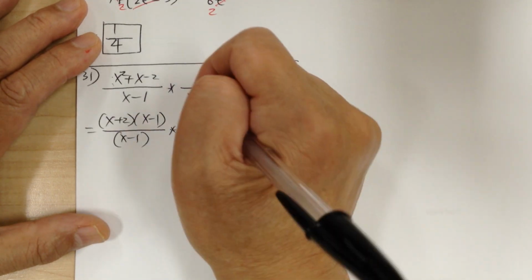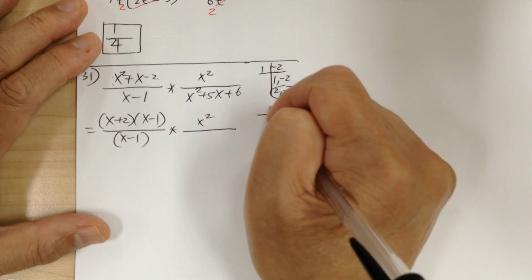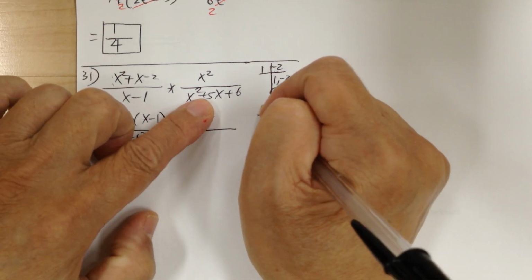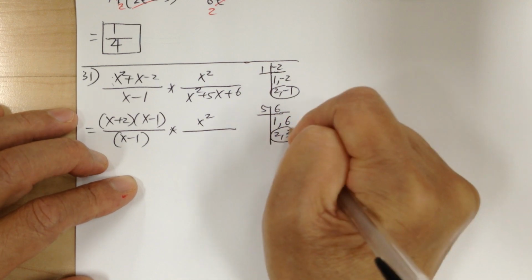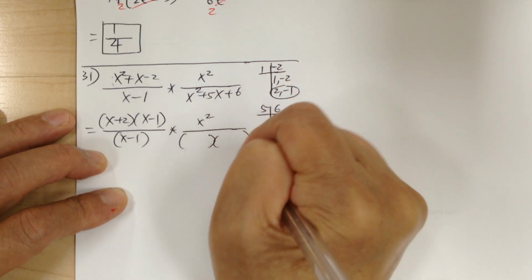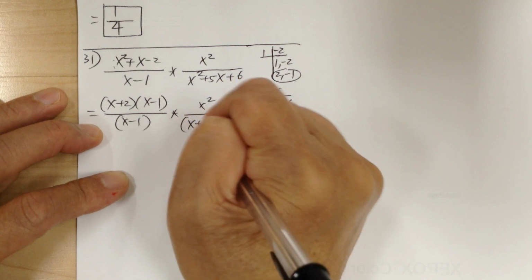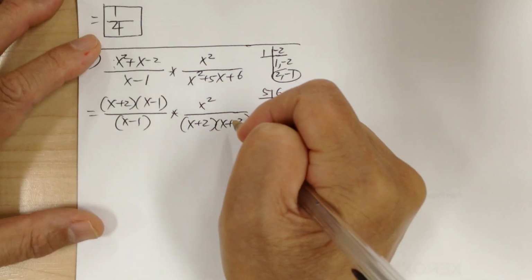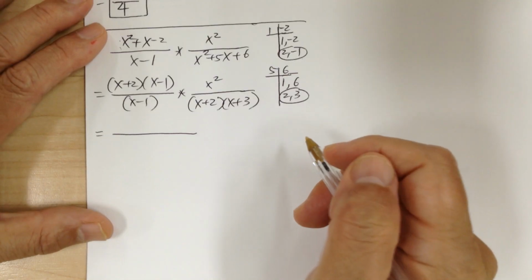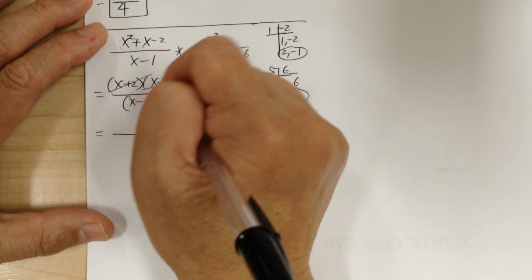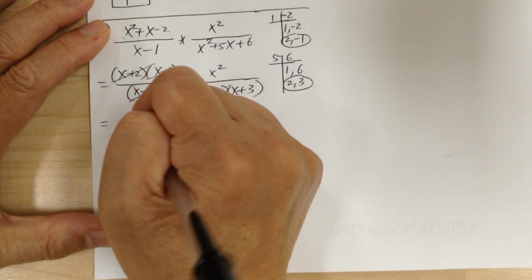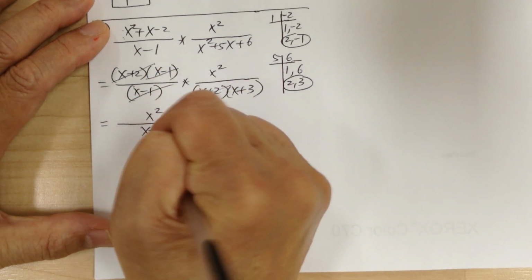Now let's go and do this one here. So again, I need to get 5 and 6. So 1 comma 6, 2 comma 3, and that's the one. So I'm going to get x plus 2, x plus 3. Okay, so let's start to cancel things out. So this cancel with this cancel with that. So the final answer would be x squared over x plus 3.